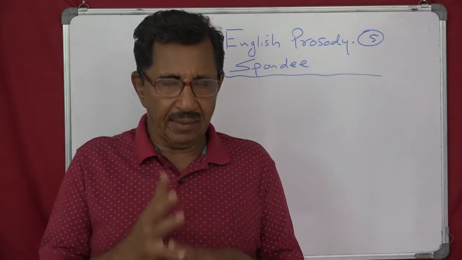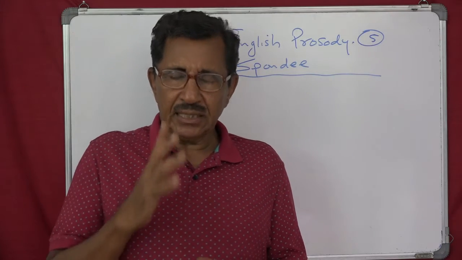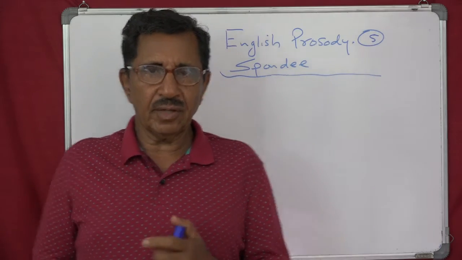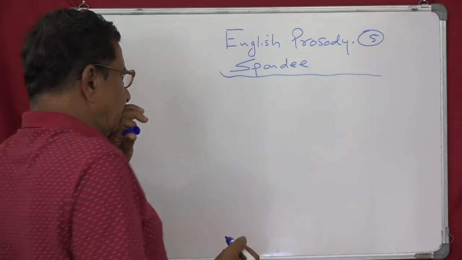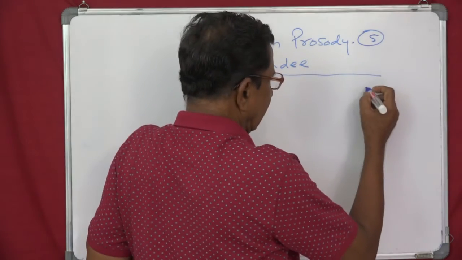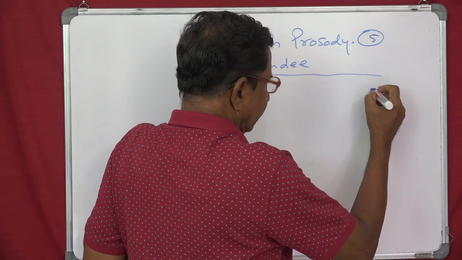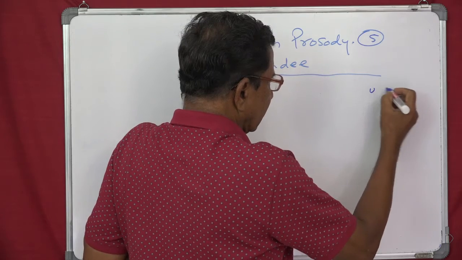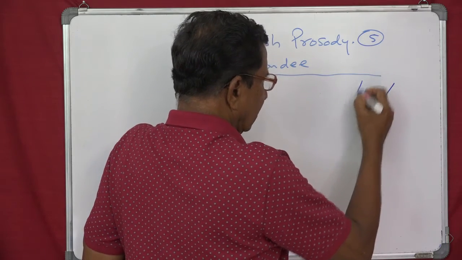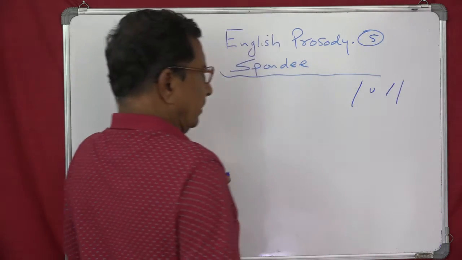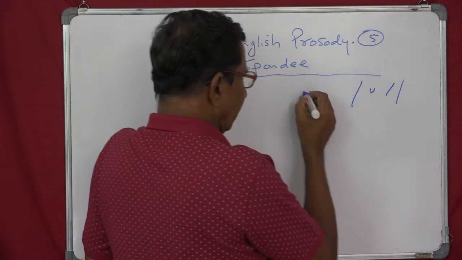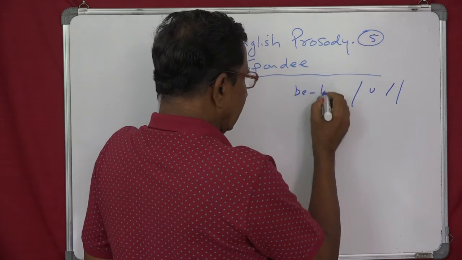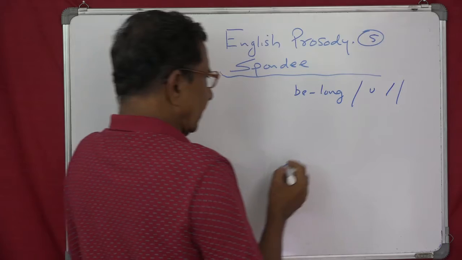In English prosody we have seen three metrical feet. First one is iamb, second is trochee. Now today we have spondee. Iamb, the mark is like this: you have unstressed, stressed, two syllables. For example, "belong." See, that's an example for it.